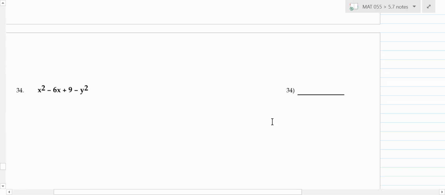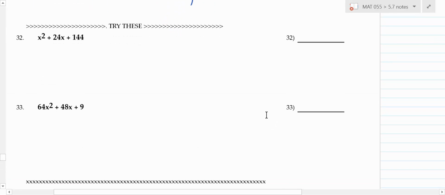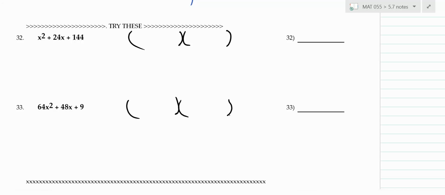Okay, so let's do the next 2. I'll give you a few minutes to do that. Then I'm going to go ahead and finish up. I'll just show you how to do the last 2 on here. So this one, really all you should have to do is just draw your two parentheses and see if you can get that put together right. And you can check these by FOIL, so they're all checkable. All these things are.